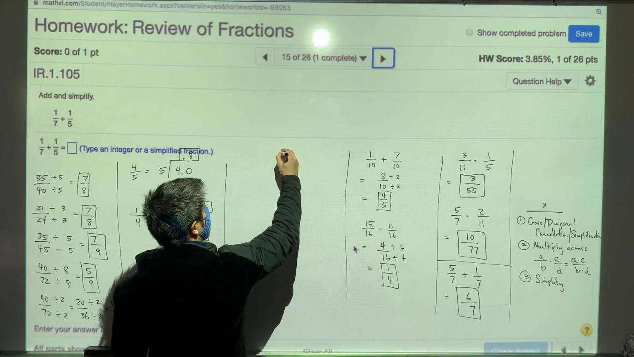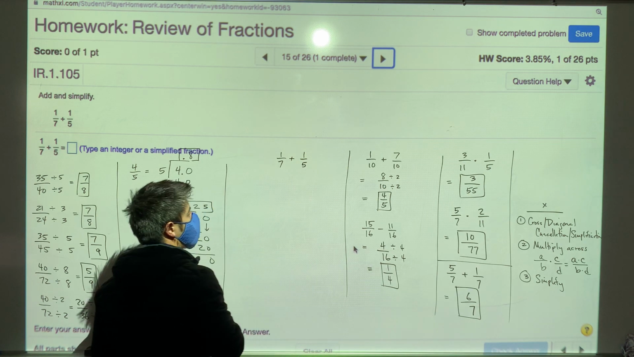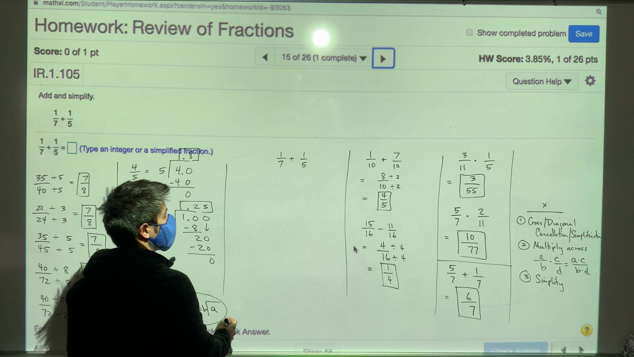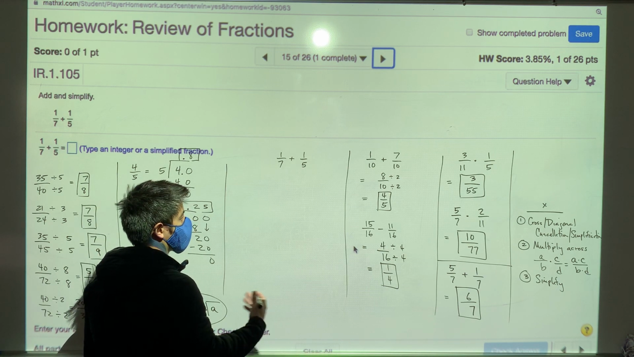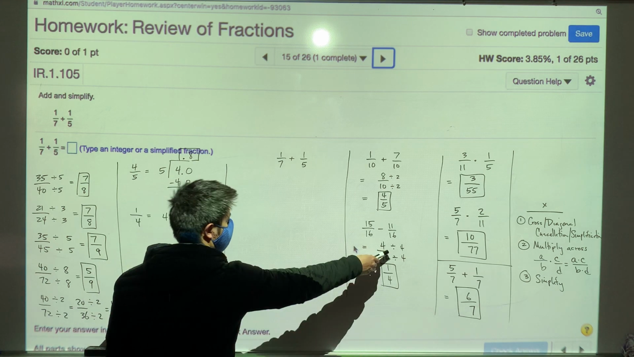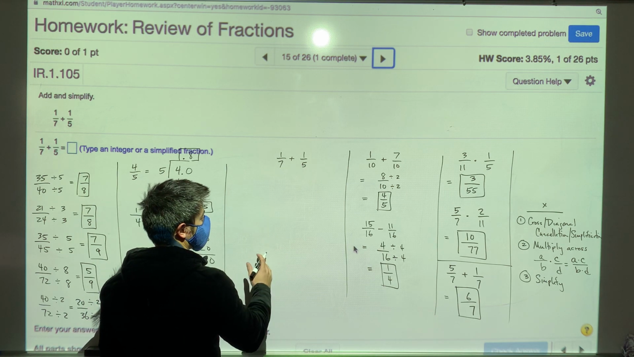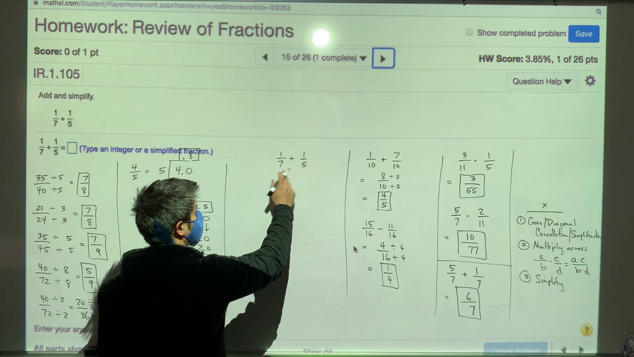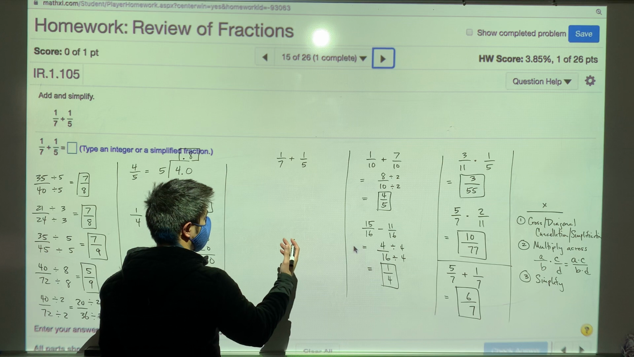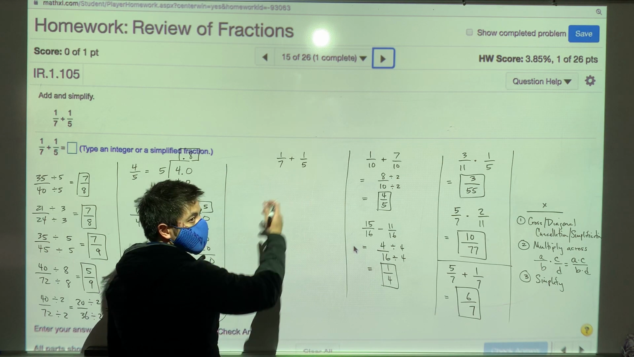So I've got 1 over 7 plus 1 over 5. Now, if you're adding and subtracting fractions, you always should make sure you have a least common denominator. Greatest common factor, least common denominator. And so when we have this, adding and subtracting fractions, we need to make sure they are common. So what is the lowest common number that both of these can become? Well, it's going to be 35.